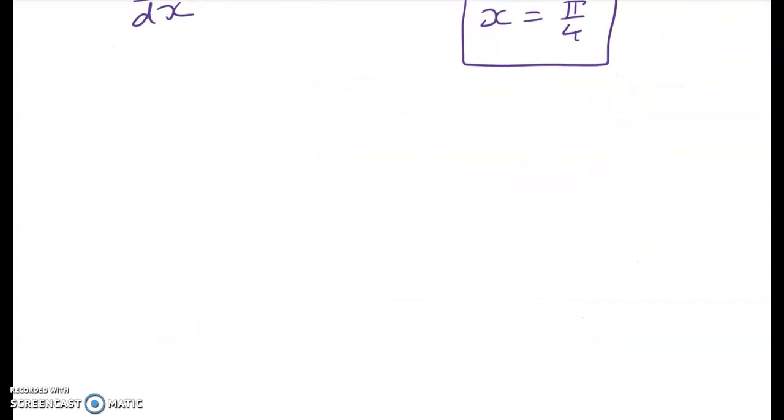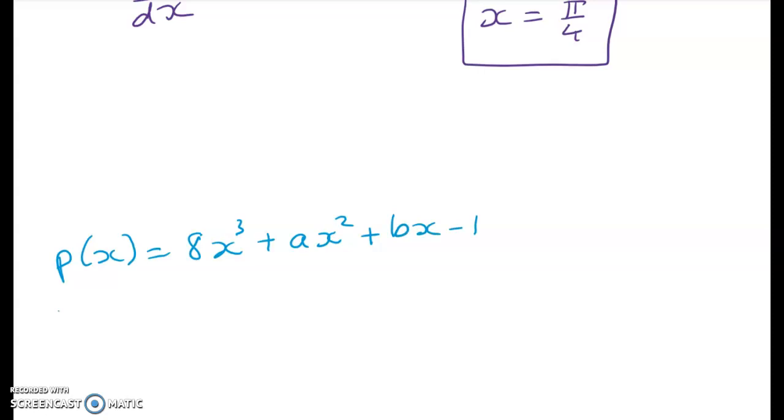So let's just start by writing out what p of x is. So p of x is 8x cubed plus ax squared plus bx minus 1, and x plus 1 is a factor. So p of negative 1 is equal to 0 by the factor theorem.